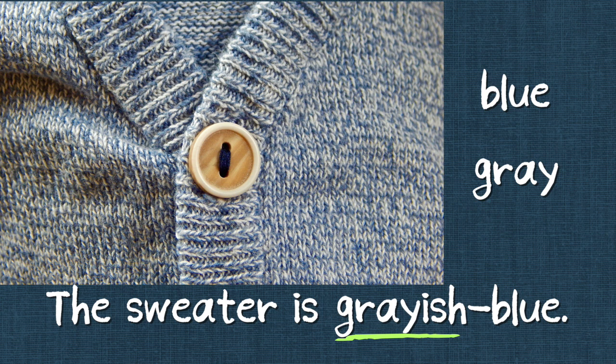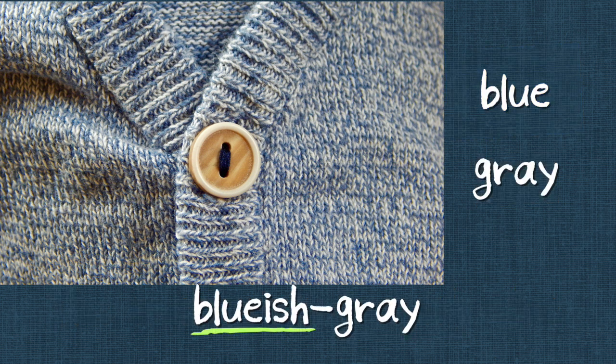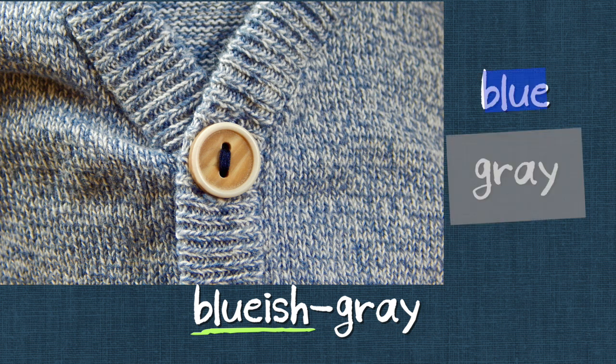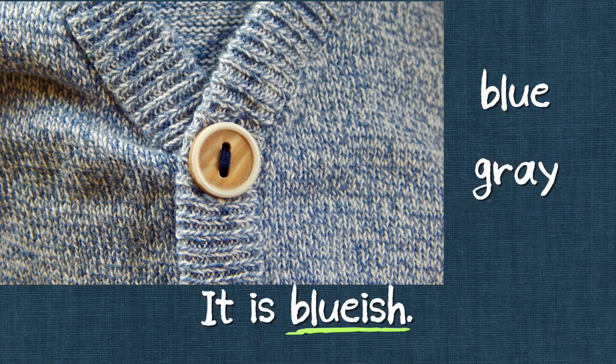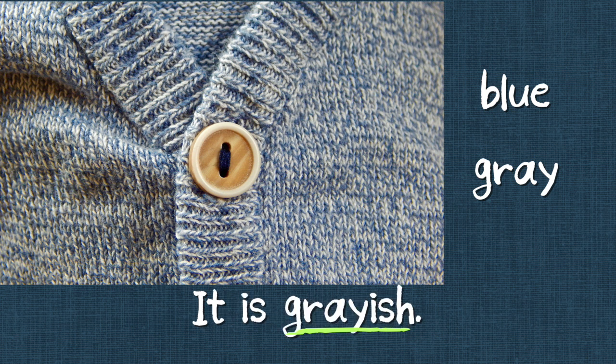If you are using two colors, the color with the ish is to a lesser degree. So, grayish blue means mostly blue with some gray. On the other hand, bluish gray means mostly gray with some blue. If you just use one color, then you can say it is bluish or it is grayish, depending on your view of the color. So we often will use ish with colors.